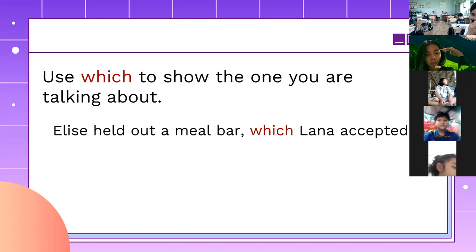Okay. So now we are talking about the meal bar, but we don't write meal bar again here. Alice held out a meal bar, and then we write which instead of meal bar. Okay. Did you understand?